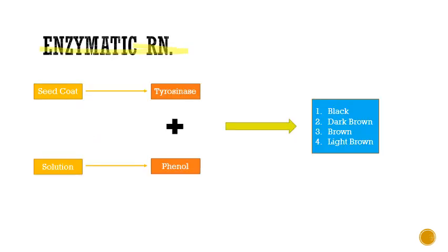Now coming to the enzymatic reaction responsible for the color variation: in the wheat seed coat we have a chemical called tyrosinase. It is abundantly present, and its concentration can vary from variety to variety, and in the solution we have phenol. These two chemicals react together to form four types of color: black, dark brown, brown and light brown. Based on the concentration of tyrosinase, this color variation can happen.